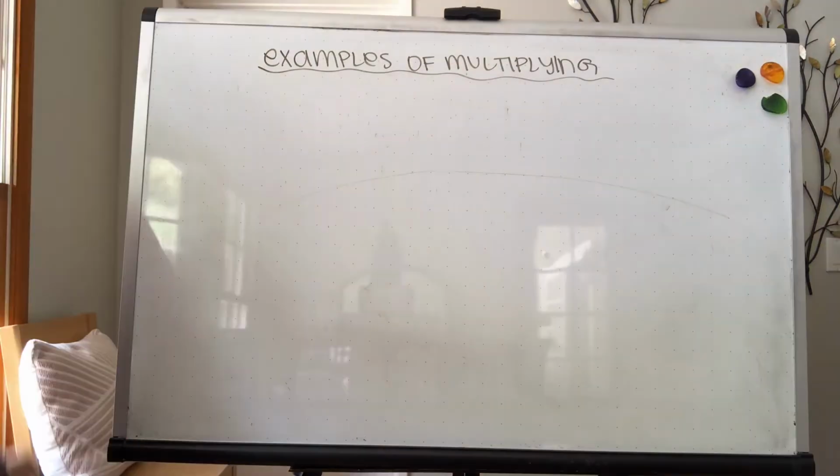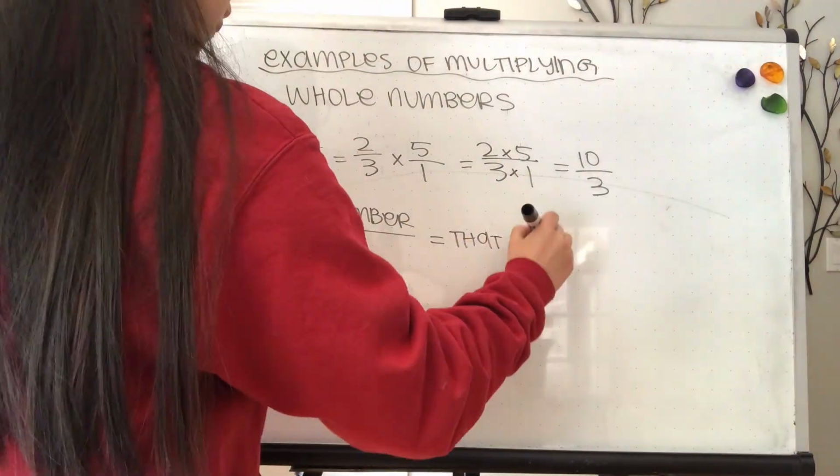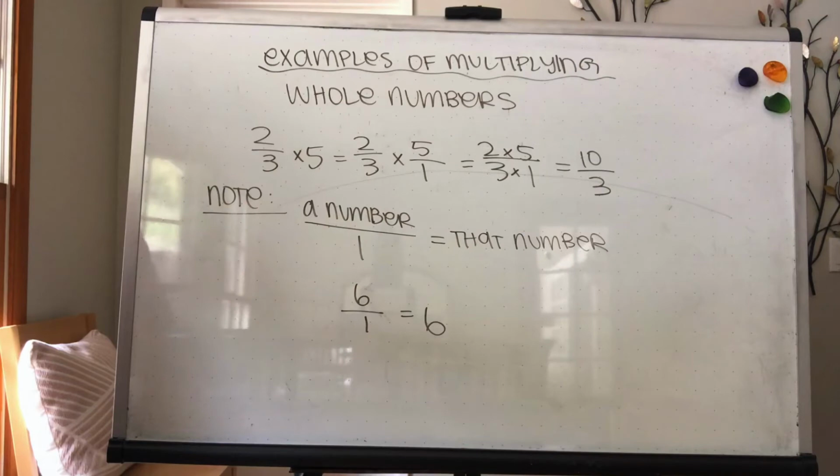So the next example for multiplying fractions is multiplying with whole numbers. And so the example I'm giving is 2 over 3 times 5. And so what you're going to do is you're going to make the 5 over 1, and that's a rule, that's just something to always remember. Any number over 1 equals that number. And so 2 over 3 times 5 over 1, you're going to multiply the 2 times 5 over 3 times 1, and the answer is going to end up 10 over 3.